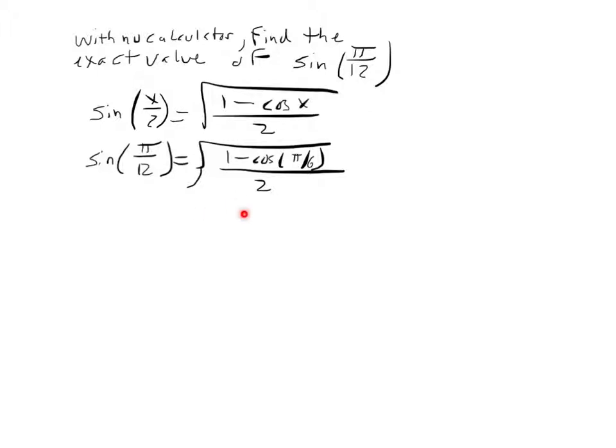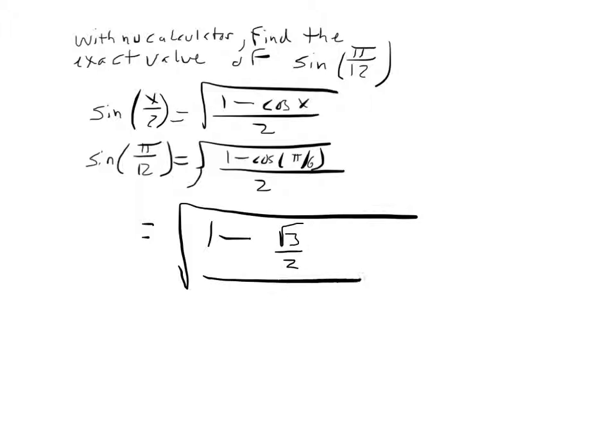So continuing to simplify here, I've got the square root of 1 minus the cosine of pi over 6, over 2. So I'm just going to go ahead and continue to simplify that. That's going to be 1 minus the cosine of pi over 6, which is root 3 over 2. And all of that's over 2. And all of that's under a square root.